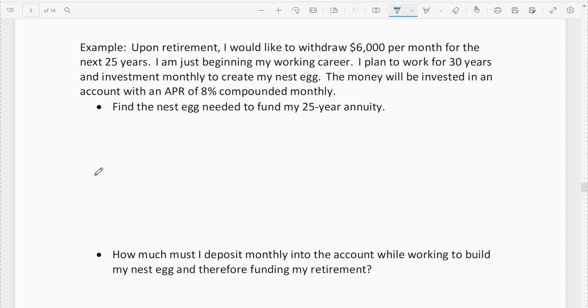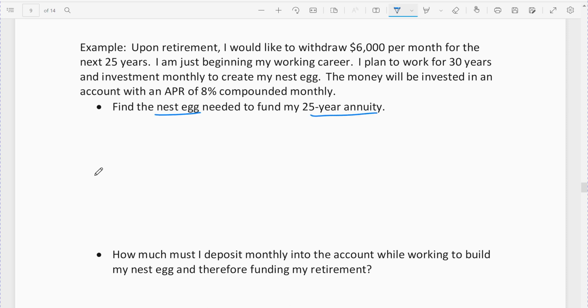So there are a bunch of parts to this problem. There's how much do I need for my nest egg in order to make my $6,000 a month for 25 years during retirement. And then we'll get to how I do that during my working years. So first, what's the nest egg? What's the large amount of money I need to have when I retire?